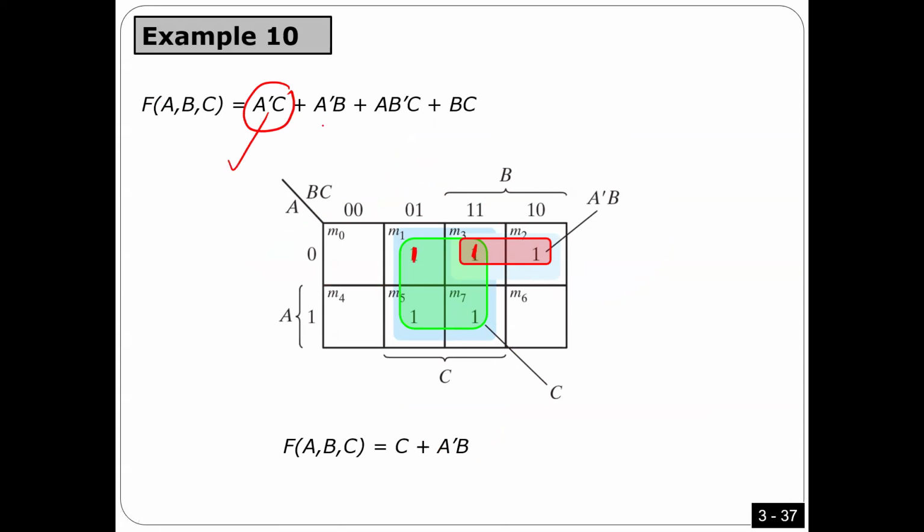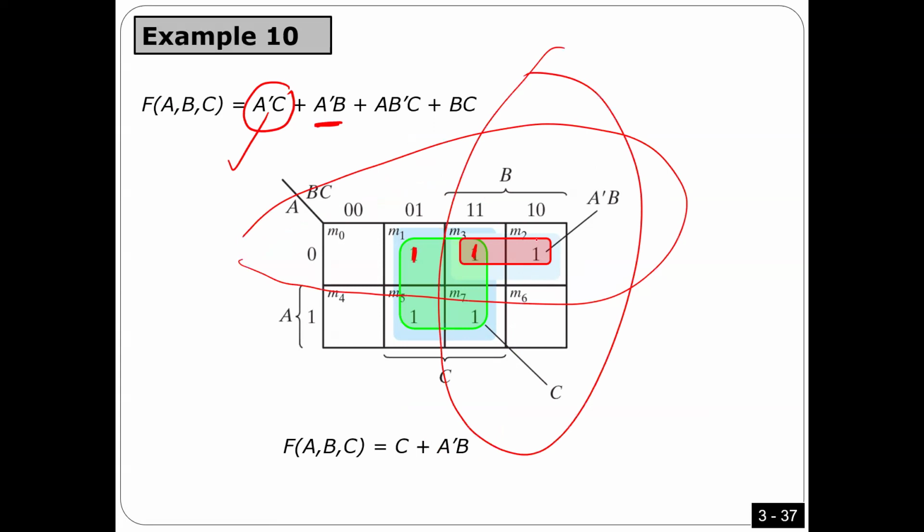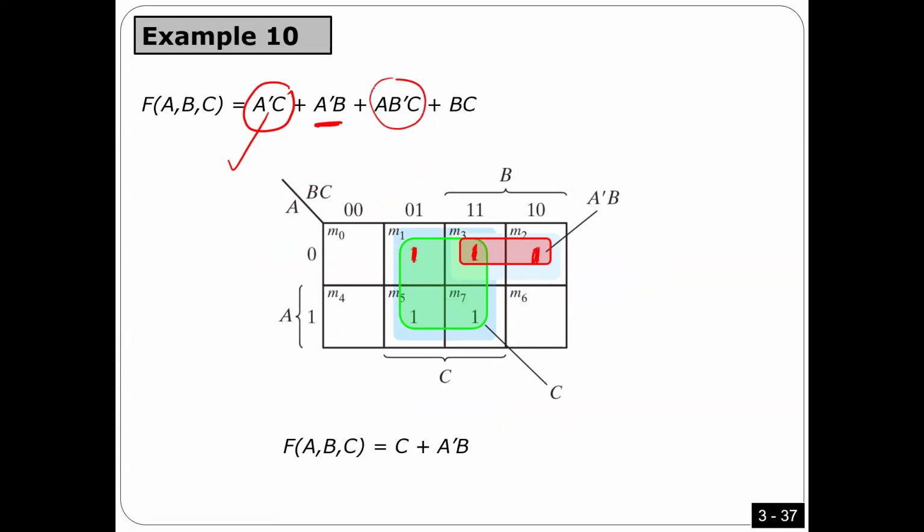Let's look at the second term here. A prime B. Again, I know this should be 2 ones. This is A prime, and this is B, right? So this one should give you this one and this one.